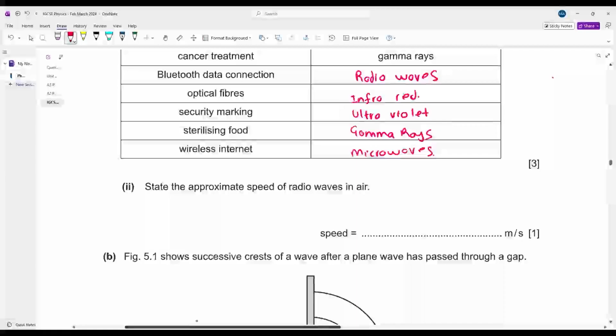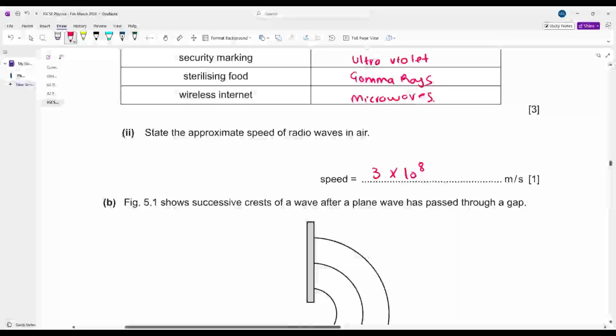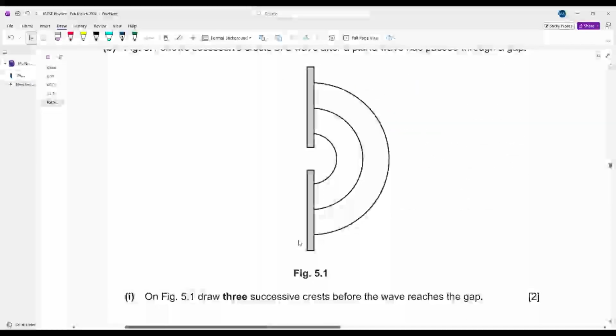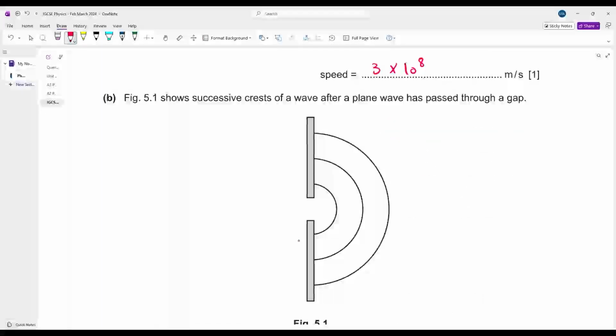State the approximate speed of radio waves in air. Always remember radio waves are an electromagnetic wave. That's why the speed of radio waves in air is 3 into 10 raised to the power of 8 meters per second. Figure 5.1 shows successive crests of a wave after a plane wave has passed through a barrier.